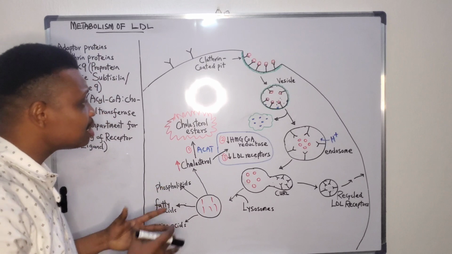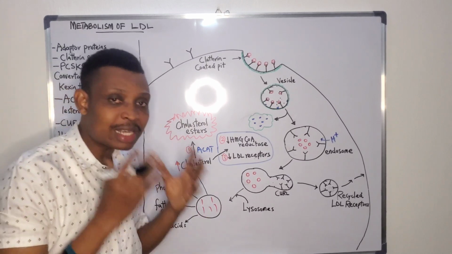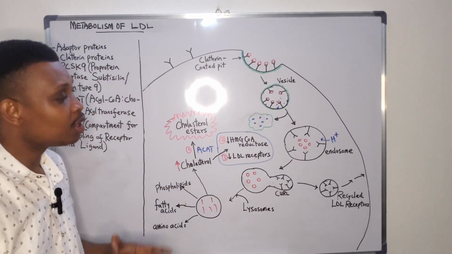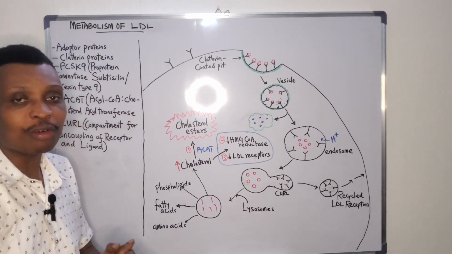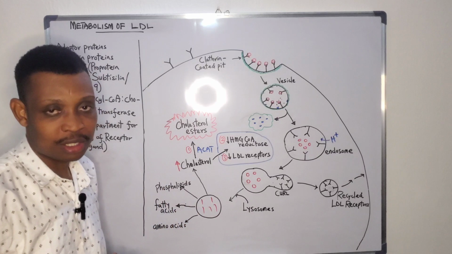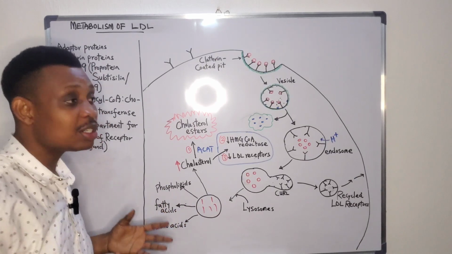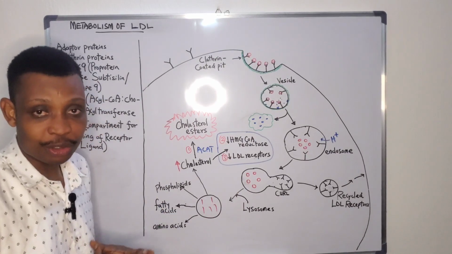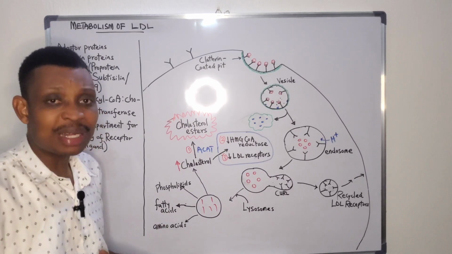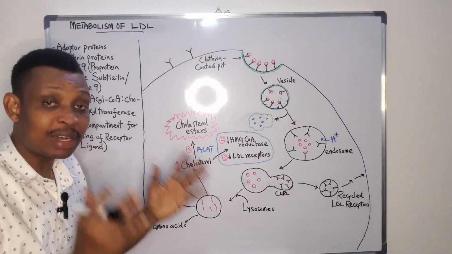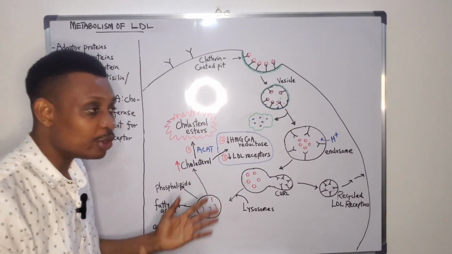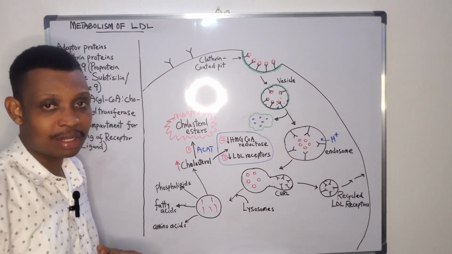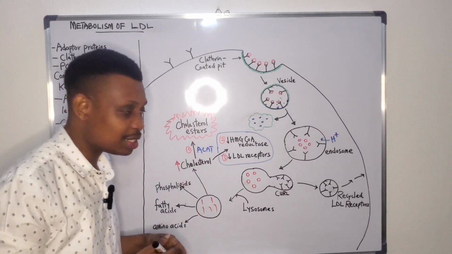Now, another thing I'd like to talk about are scavenger receptors. Scavenger receptors are receptors present on the surface of our macrophages, and these macrophages flow freely in our circulation. So, LDL particles, because they are referred to as the bad cholesterol, while flowing, most times get oxidized, especially in capillaries.